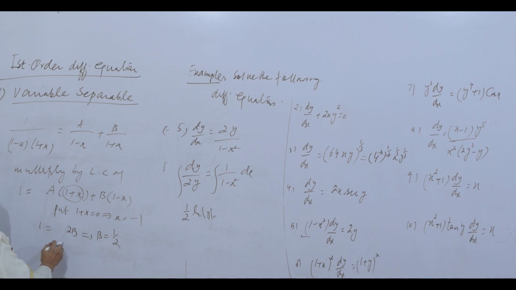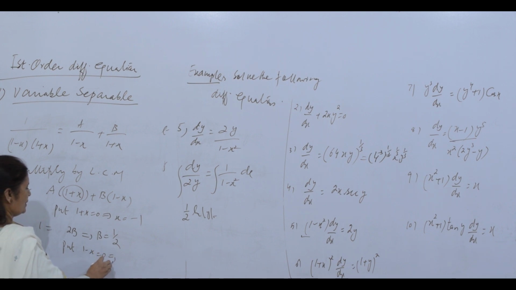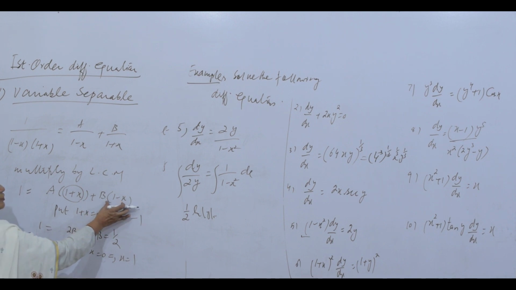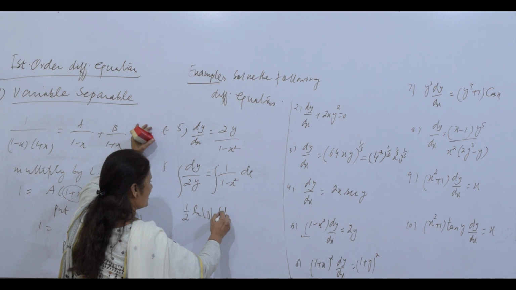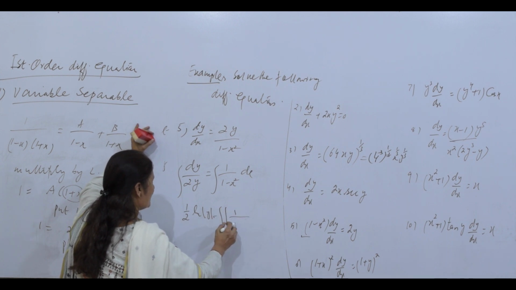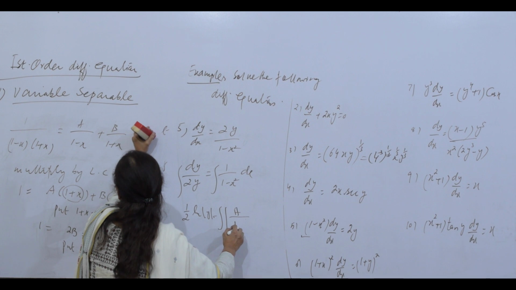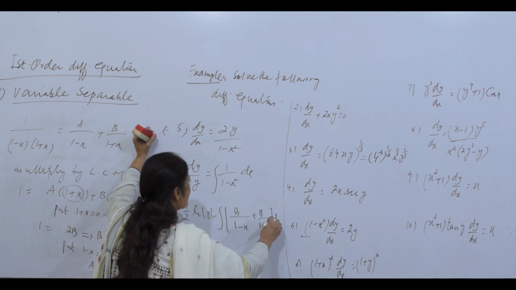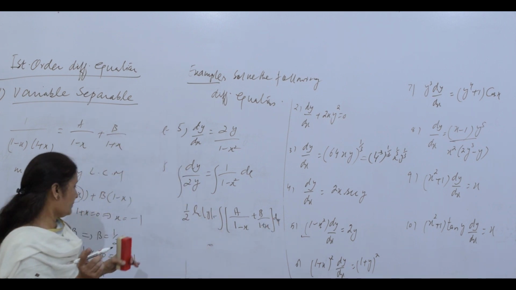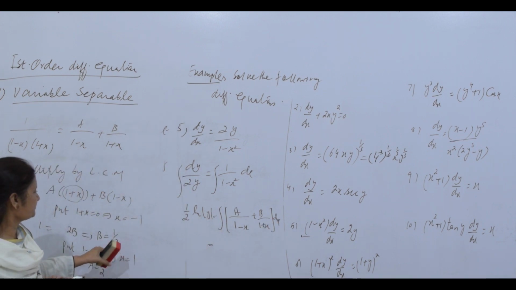Again, put 1 minus x equal to 0, this implies x is equal to 1. X equal to 1 makes the other term 0, and A is half. So A is half, B is half. So it means I have the integral of A over 1 minus x plus B over 1 plus x, dx. I have found the values of A and B: A is half and B is half.